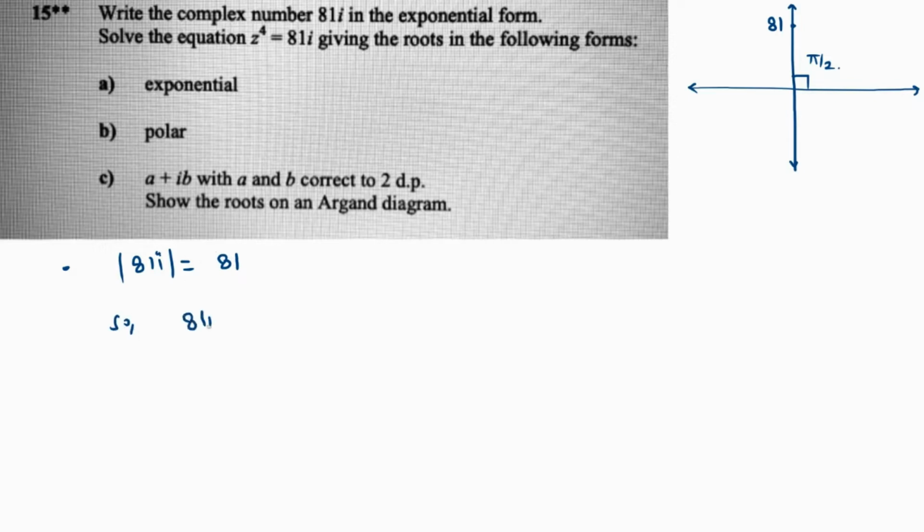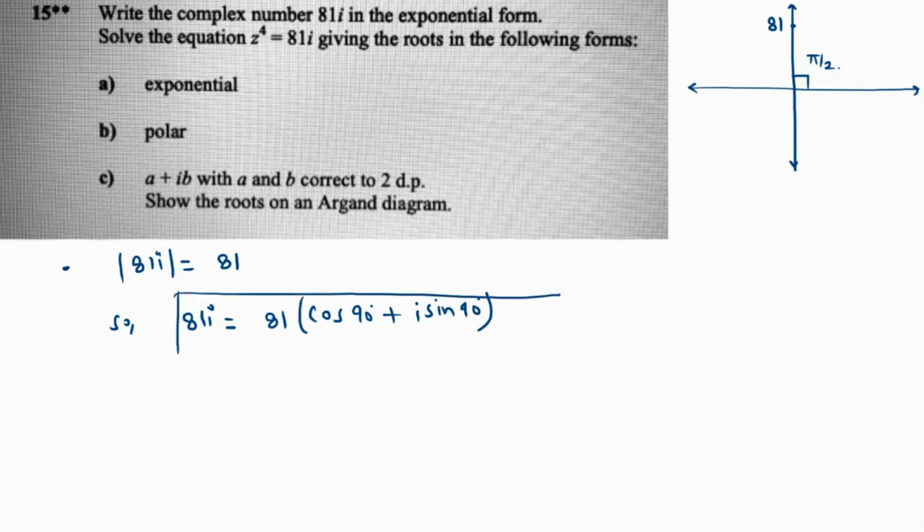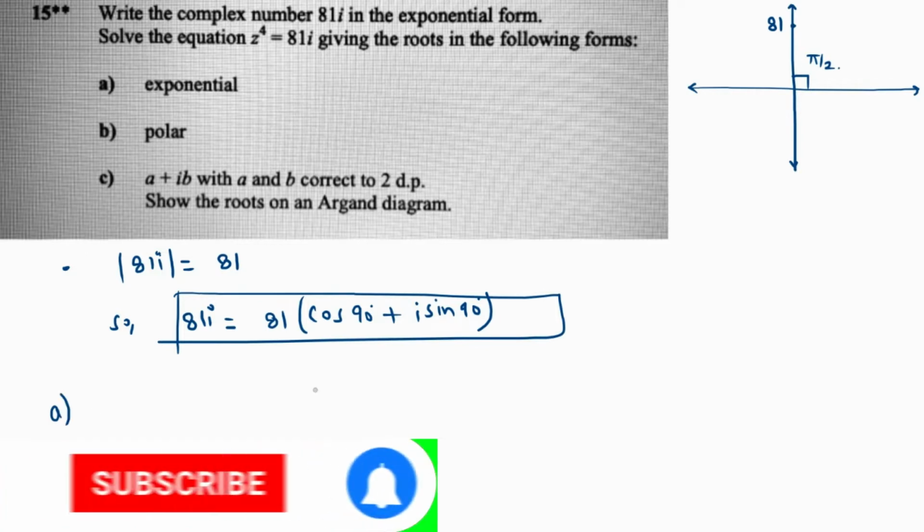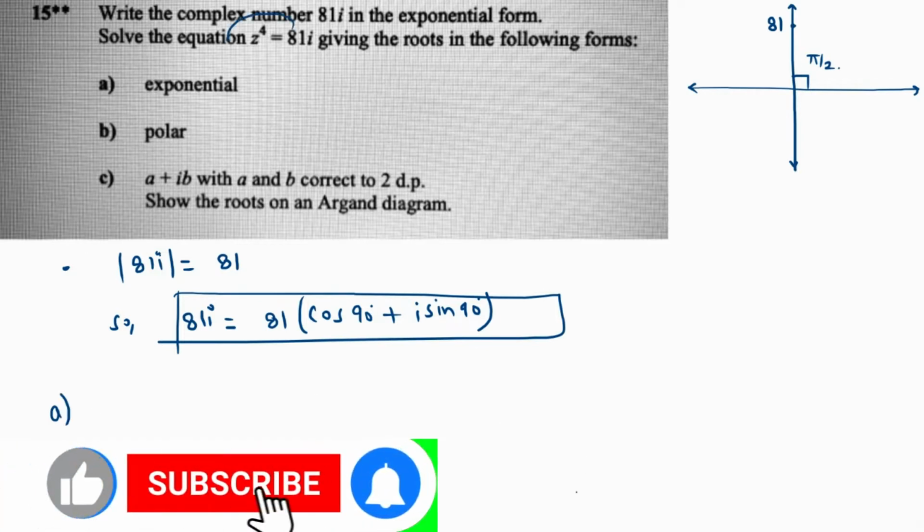So 81i can be written as magnitude 81 times cos of pi over 2 plus i sine pi over 2. In fact, rather than writing pi over 2, let's write in degrees. Cos 90 degrees plus i sine 90 degrees. So that's the polar format of 81i. Now we talk about part A, which is the exponential form for the roots.